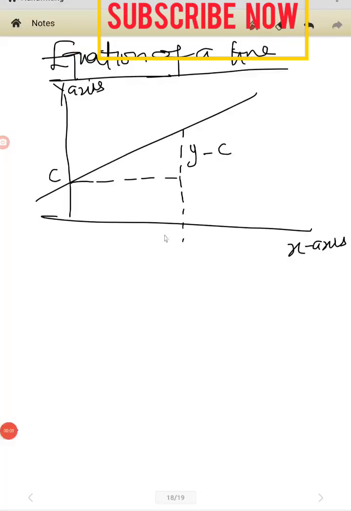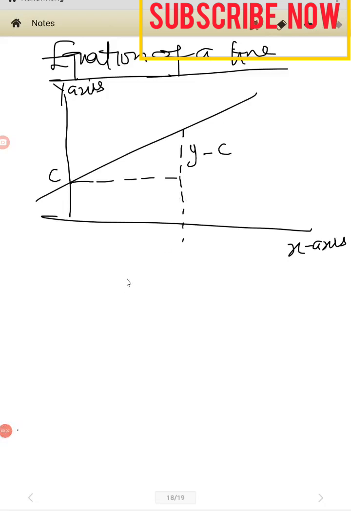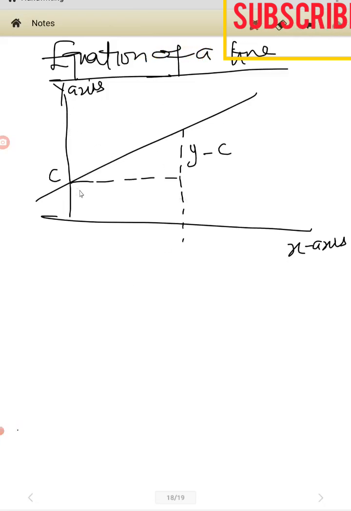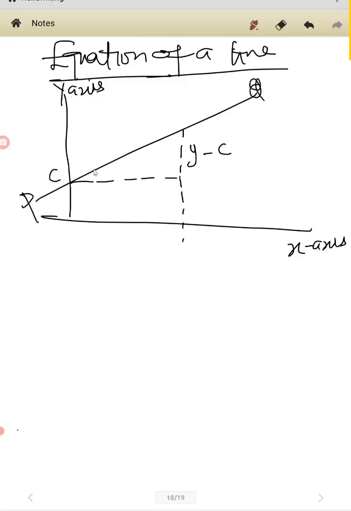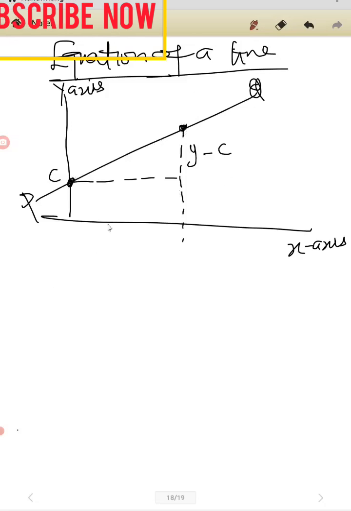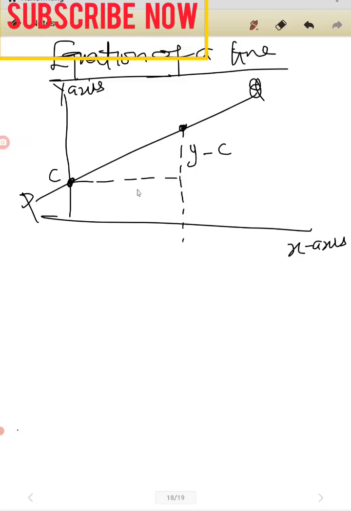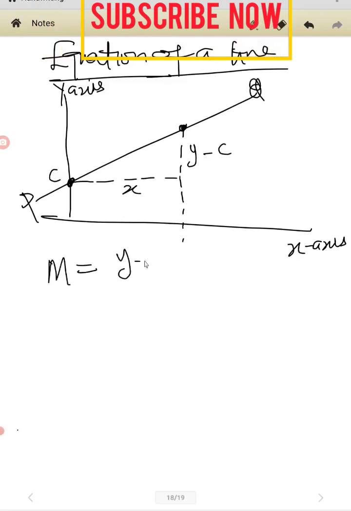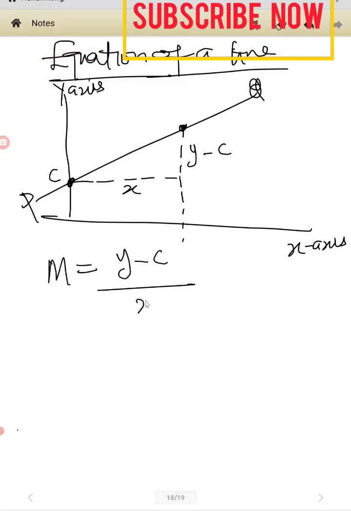We want to talk about the equation of a line. In the equation of a line, let's just have a little sketch like this. This is the y-axis. This is the x-axis. As this line PQ is moving, it intercepts at this point. If you have to find the gradient at these junctions, you discover that this is x. You said our gradient is y minus c over x.